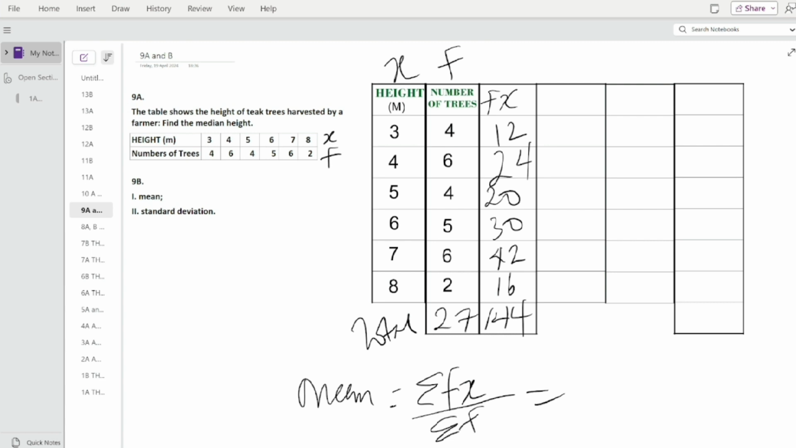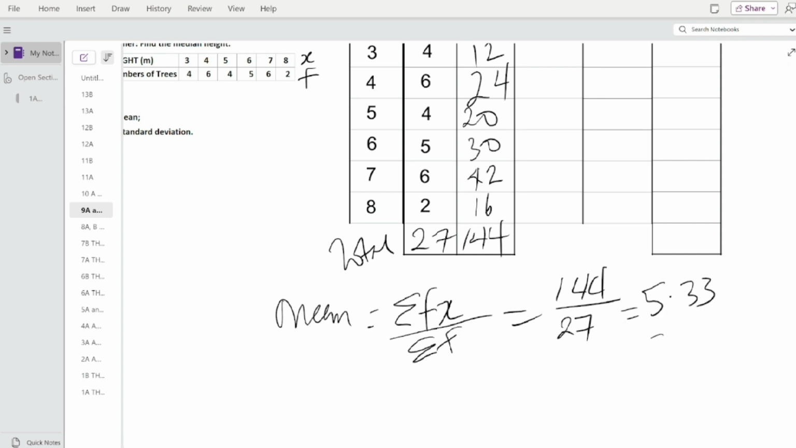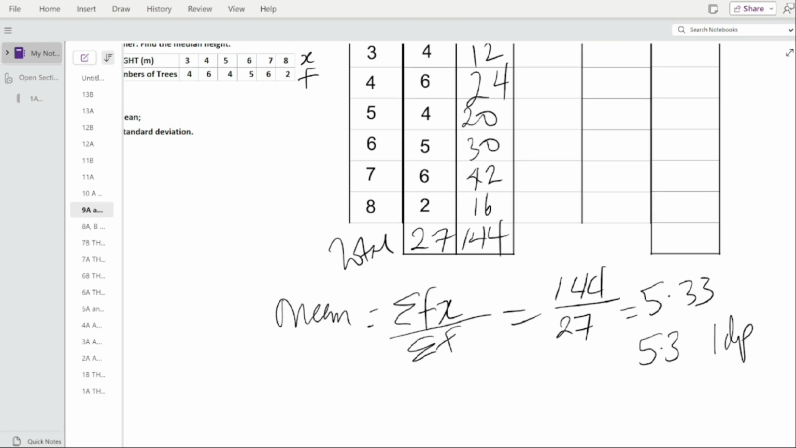And for us to find our mean, as stated below, we have our mean as summation of fx over summation of frequency. And you know our fx is 144 and our frequency is 27. 144 divided by 27 will give you 5.33, which is 5.3 to 1 decimal place, or dp.